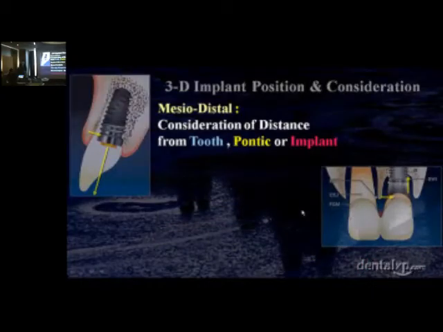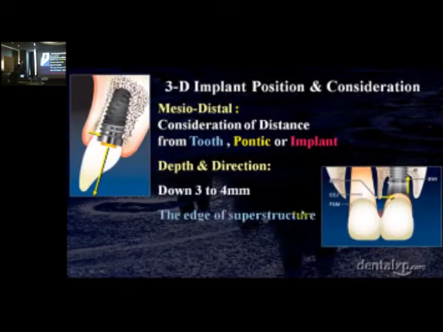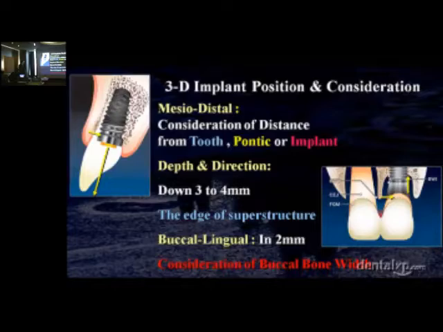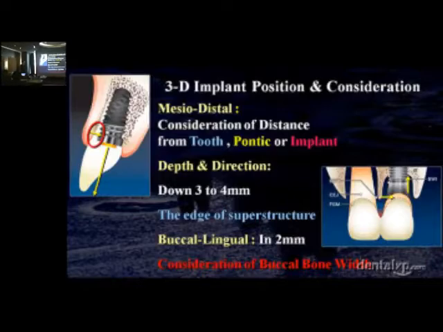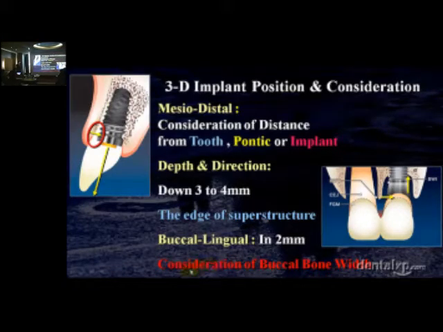It is important that the implant should be placed at the three-dimensional implant position based on three-dimensional consideration. Mesial-distal consideration: distance from tooth, pontic or implant; depth and direction, down to 3 to 4 mm. Direction is the edge of the superstructure, buccal lineal in 2 mm, and consideration of buccal bone width.